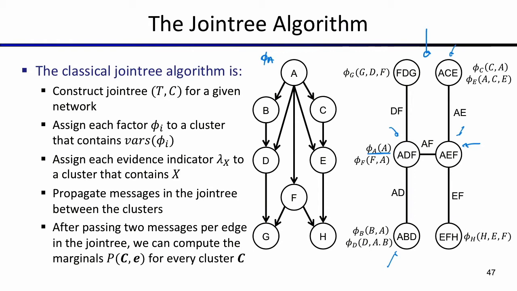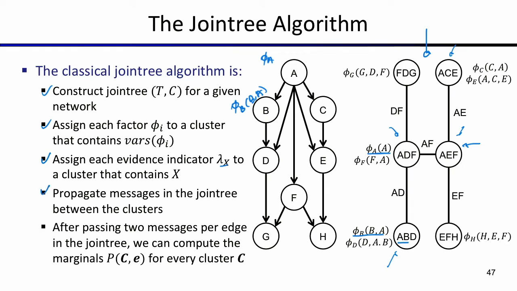In the same way, we have a factor here, phi B, that mentions variables B and A. So we need to find a place to put this, and we found it here. We have variables A and B here, so we can place phi B in this node. And we continue to do that for all the factors that we have, and also for all the evidence indicators. So if you have an evidence indicator for a variable X, we need to find a cluster that mentions variable X. That should not be difficult to do. We just look here and see which cluster mentions that variable, and we put the factor there.